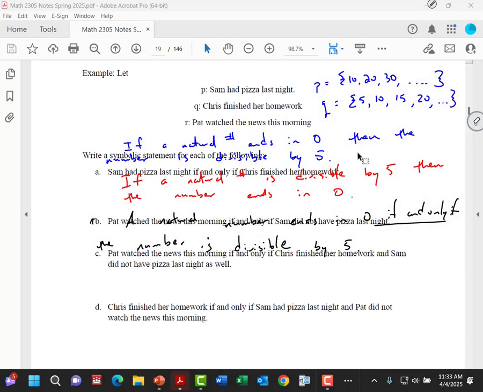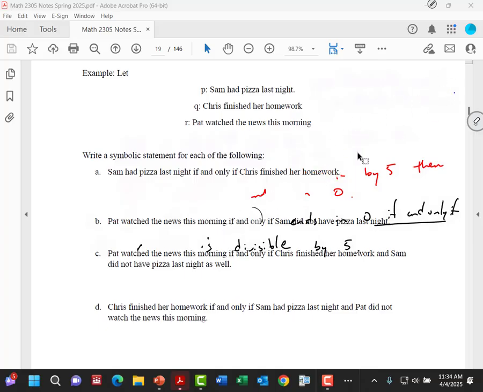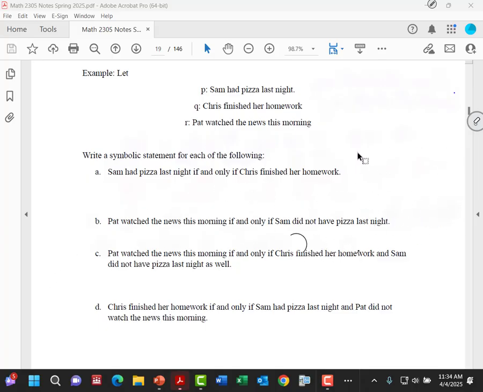We're going to skip this next one and take a look at this example. So let's let proposition P be, Sam had pizza last night. And I don't know if that's true or not, okay? It is true or it is false, and that's true for me or for you as well, okay? Last night, I either had pizza or I did not, okay? But we're going to make the proposition be that Sam had pizza last night. Q, Chris finished her homework. And R, Pat watched the news this morning.